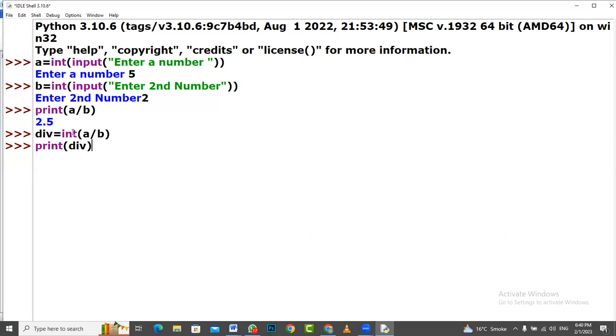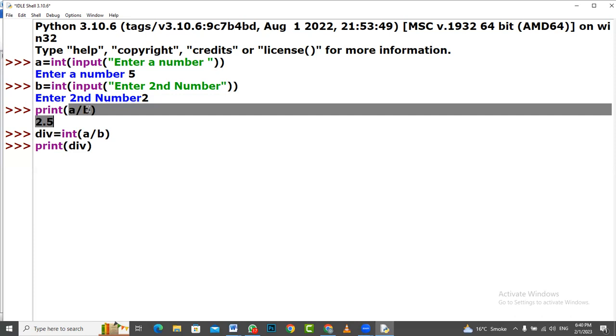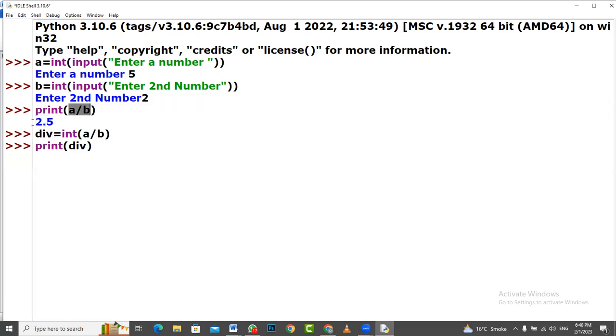What answer do you think this is going to give me? So division is equal to A divided by B, and you have already got the answer for A divided by B. But now what do you think the answer would be? If I did this, what would be the answer? We are saying that div is equal to A divided by B, and we already know the answer for A divided by B is 2.5, right? So now if I do this print div, what is this going to be equal to?